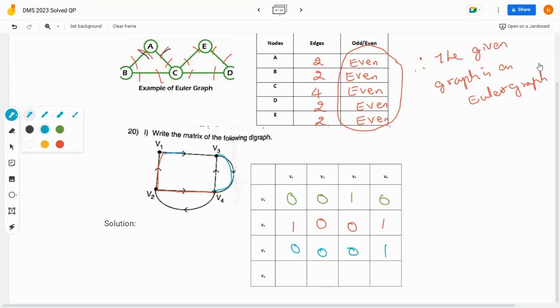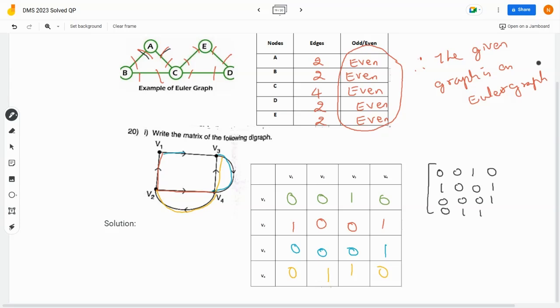Then we'll go for V4. V4 to V3 we have 1. Then V4 to V2 we have 1. Then V4 to V1, and then the remaining is 0. Therefore, the matrix for the given graph is 0, 0, 1, 0, 1, 0, 0, 1, 0, 0, 0, 1, and 0, 1, 1, 0.